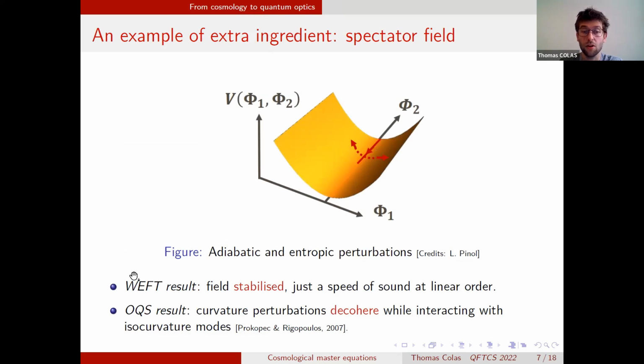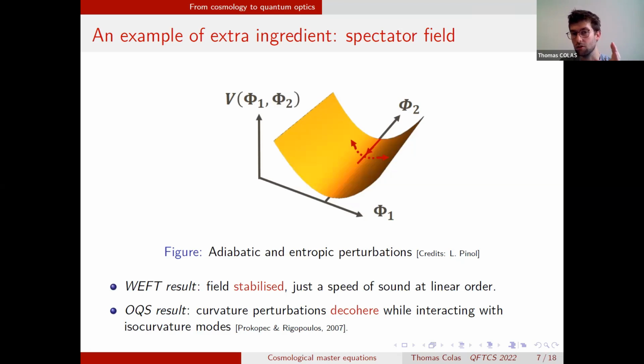There is this standard result from Wilsonian effective field theory, which tells us that if we work at energy scales far below the mass of the heavy field, we can integrate it out, and the reduced dynamics is stabilized at the bottom of the inflationary valley, where at linear order in perturbation theory, the main result is just to have an effective speed of sound.